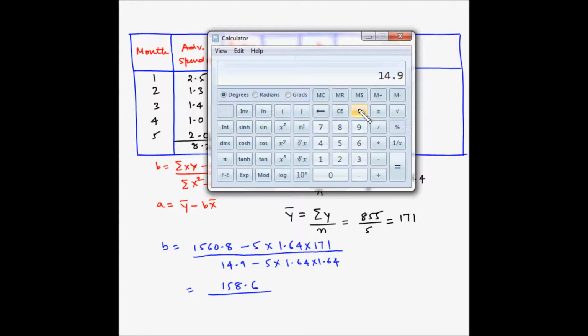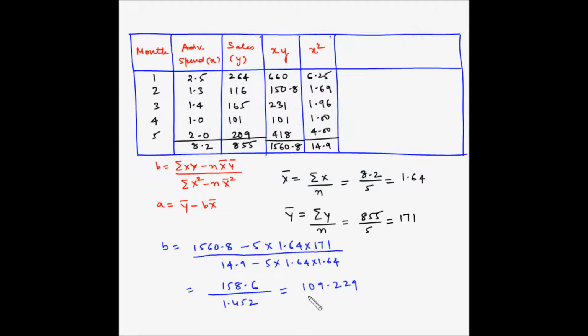So 14.9 minus 5 multiplied by 1.64 multiplied by 1.64, this is 1.452. Now let's find the value of this. Since this is in the denominator, I'll do a 1 by x of this and then multiply with 158.6. So this is 109.229. So this is the value of b.